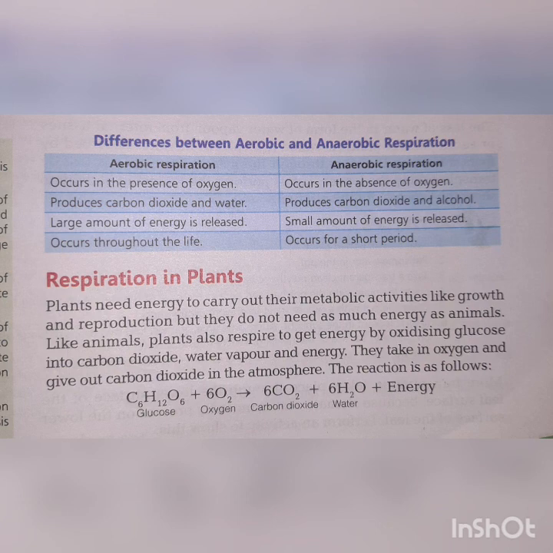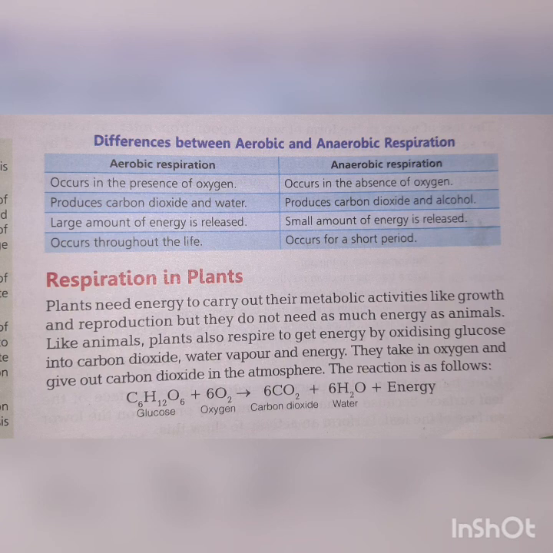Plants need energy to carry out their metabolic activities like growth and reproduction, but they do not need as much energy as animals. Like animals, plants also respire to get energy by oxidizing glucose into carbon dioxide, water vapor and energy. They take in oxygen and give out carbon dioxide in the atmosphere.